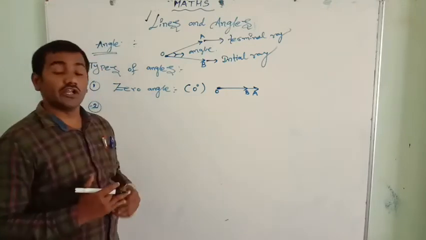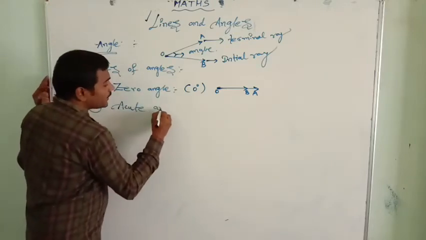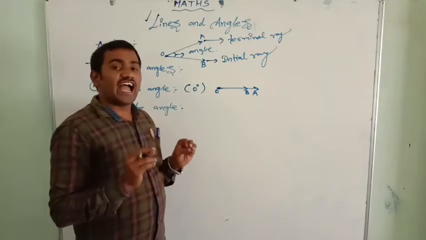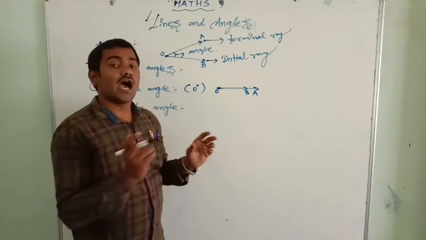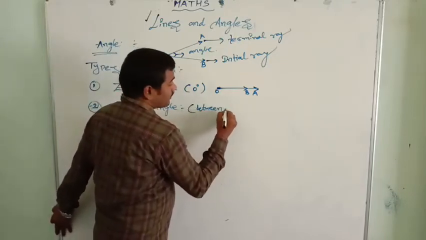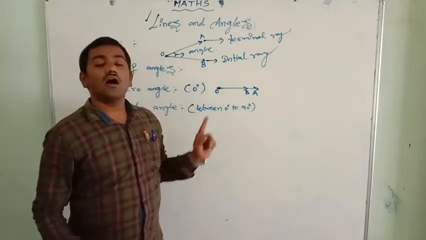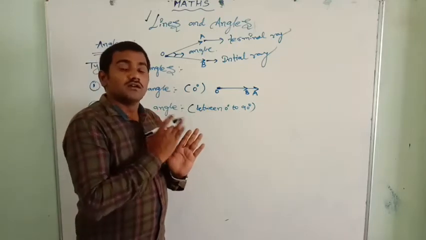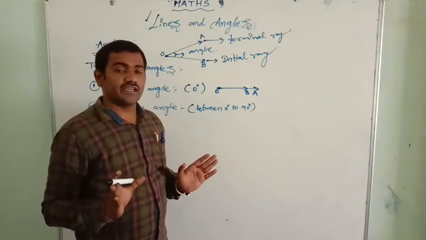Next, I would like to tell you about the acute angle. The angles between 0 and 90 degrees are called acute angles. Between 0 and 90, that means from 1 degree to 89 degrees, all the angles are known as acute angles.